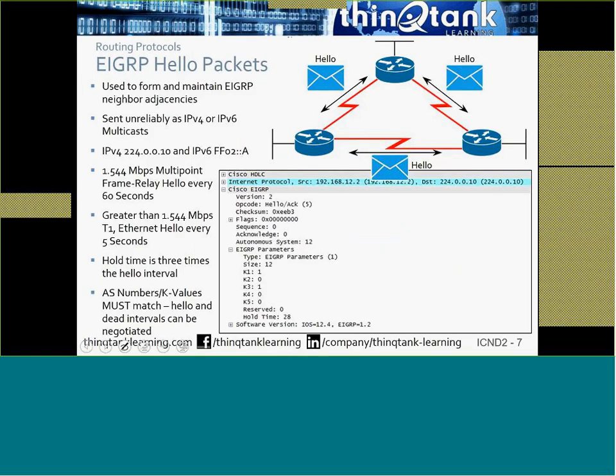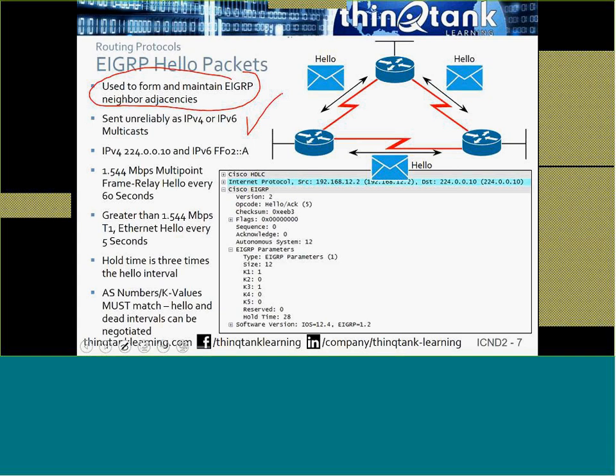So let's talk about the 5 packet types in detail. Hello packets. EIGRP hello packets are used to form adjacencies. They are sent unreliably. What that means is they're not acknowledged. Hello packets are not acknowledged because that would be a little bit redundant. You send me a hello, I send you a hello. I'm not going to send you a hello and then you acknowledge and send me a hello, and I acknowledge. There's no point in doing that.